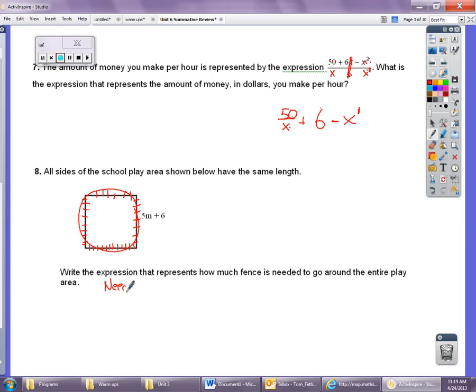So I need to determine the perimeter. To find that, we can add up all four sides, or we can just do 5m plus 6 times 4, which is going to give me 20m plus 24. So we're trying to determine the perimeter around the outside of the school. So we want to find the perimeter, add up all the sides, or since it's a square, multiply by 4.